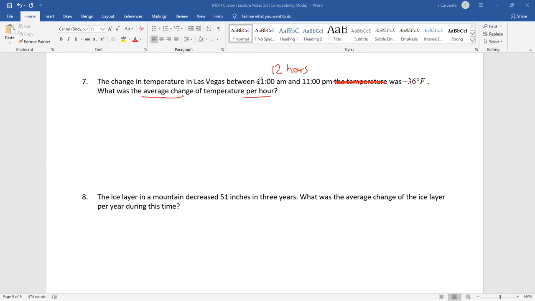So temperature change per hour. So we need to take the temperature. They're telling us what to do, because the word per always means divide. So we take the temperature, the word per means divide, and then divide it by the number of hours that have happened.